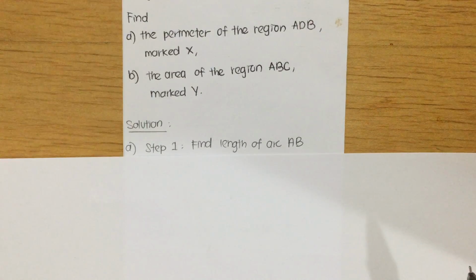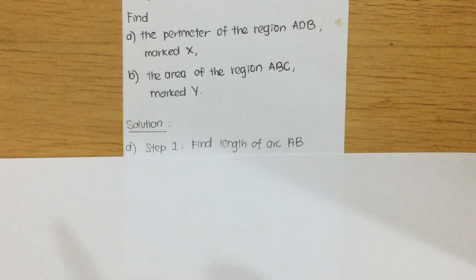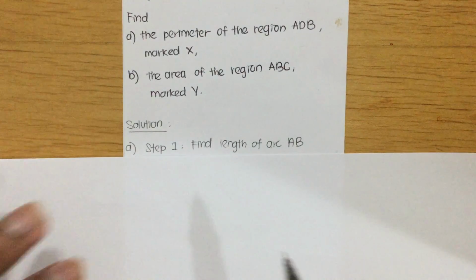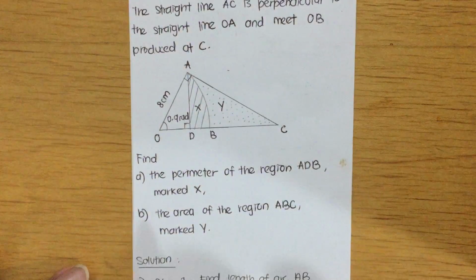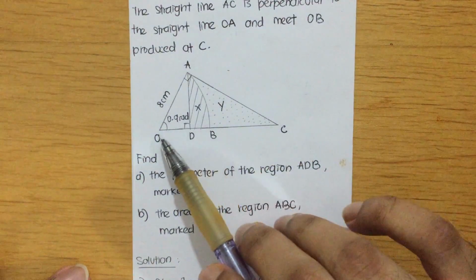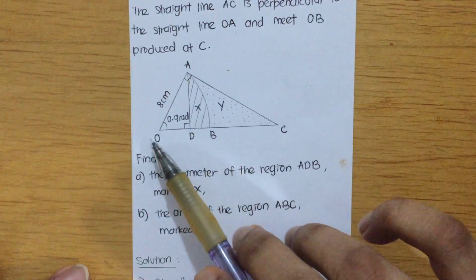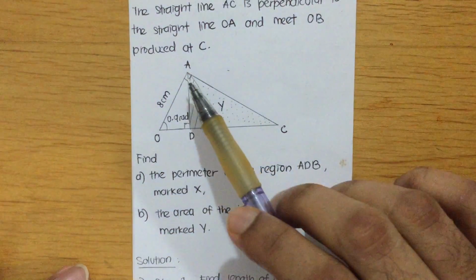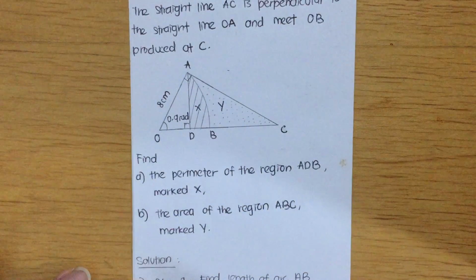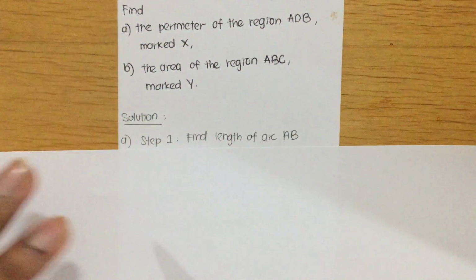For step 1, we need to find the length of the arc AB. We are starting from the length of the arc first, which is very obvious because the question already gave us the radius 8 cm and the angle 0.9 radian, which is OA, and then the OB is the radius, guys. So we can easily find our length of the arc AB. Okay, so step 1, find the length of arc AB.